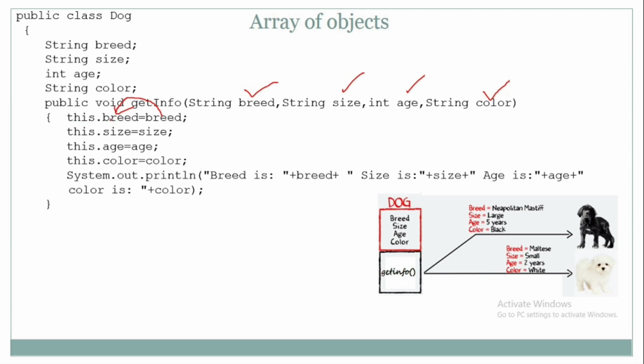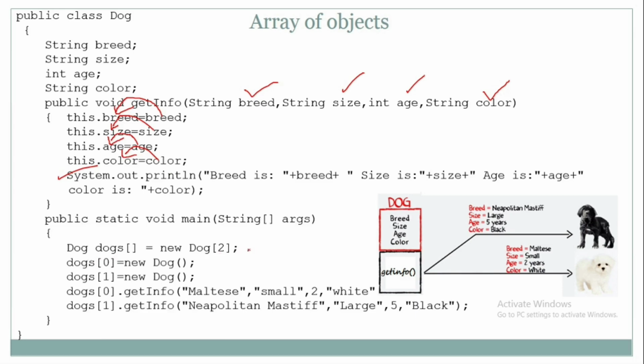Using this dot breed is how it differentiates. This is how we differentiate a local variable and an instance variable. So the size value will be stored to the instance variable, and the age value will be stored to the instance variable. Then after that, I'm going to print the value of all these variables. And then comes the main function.